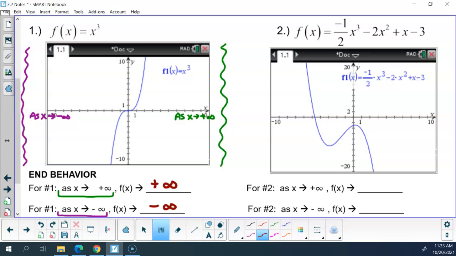In number 2, as x approaches positive infinity, what is your function going to? Negative infinity, because it's going down. And as x approaches negative infinity, it's going to positive infinity. The left side is going up.